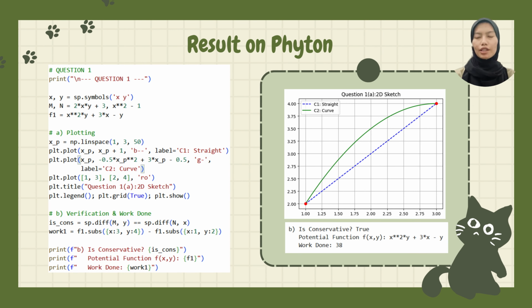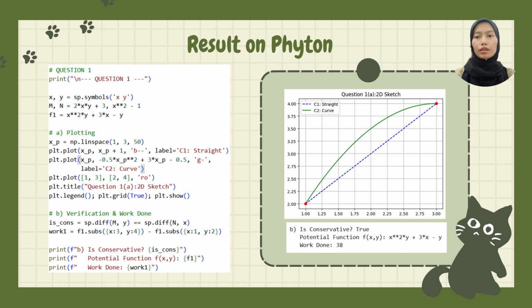In our first question, we analyzed a two-dimensional conservative field. The primary objective was to demonstrate the principle of path independence. The graph displays two distinct routes from point A (1, 2) to B (3, 4). C1 represents a direct linear path while C2 follows a parabolic curve.